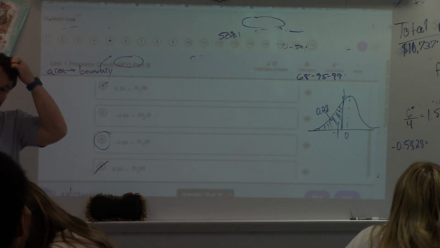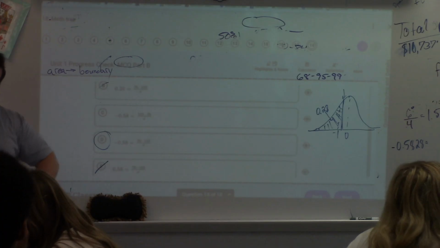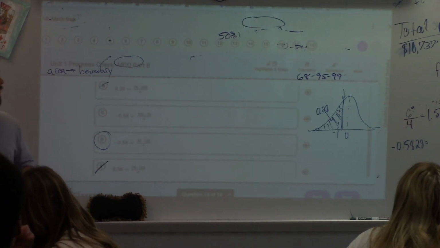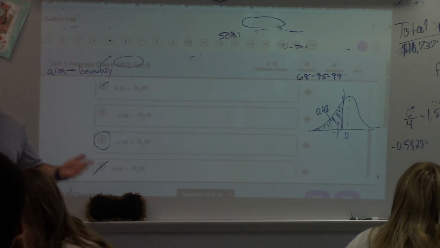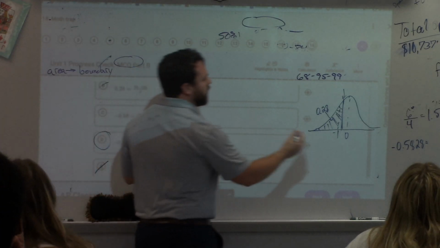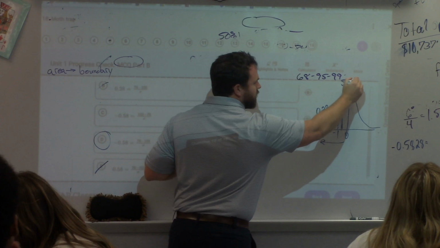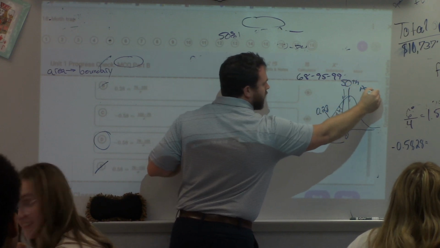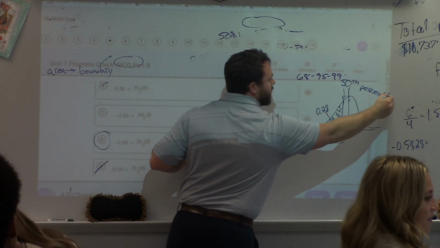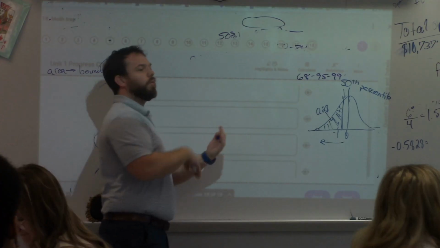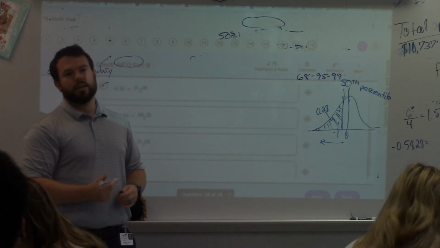Yes, Ian? Okay, so anytime the percentile is less than 50, it's going to be negative? Right, because what does a negative z-score indicate? Below the mean. Right, and isn't this right here my 50th percentile? Yeah. So anytime that percentile or the percent less is below 50, then I know it's a negative z-score.